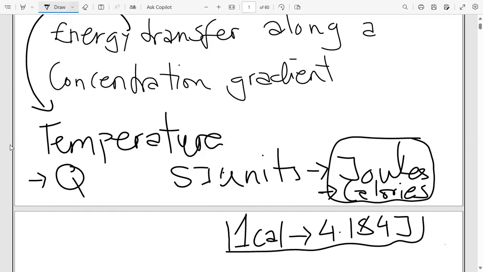So these are the units of measurement that we use when we want to describe the transfer of thermal energy from an area of high temperature to an area of low temperature. We're going to measure heat with these units, which are the calorie and the joule, of which you can convert between the two using the conversion rate that I've put here. Say 1 calorie is actually equal to 4.184 joules, like that.